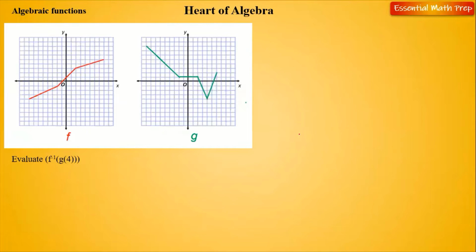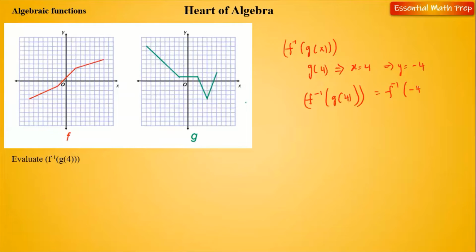Okay. Let's evaluate f inverse of g of 4. As far as g of 4 is concerned, it is exactly the same, just like how we did in the previous problem. The question is asking f inverse of g of x, right? That's the way you have to interpret it. Okay, that means g of 4 implies x equals 4, and we know x equals 4 is y equals -4. In other words, f inverse of g of 4 is the same as f inverse of -4, right?